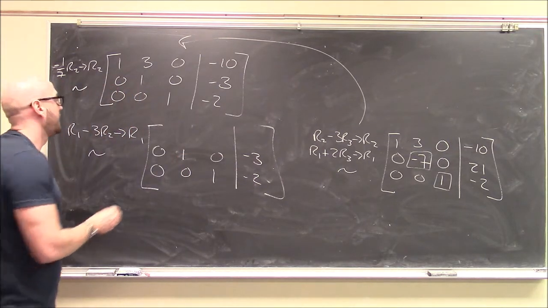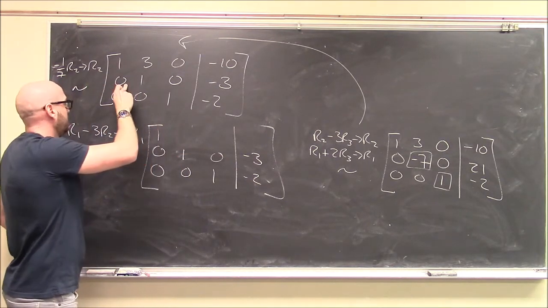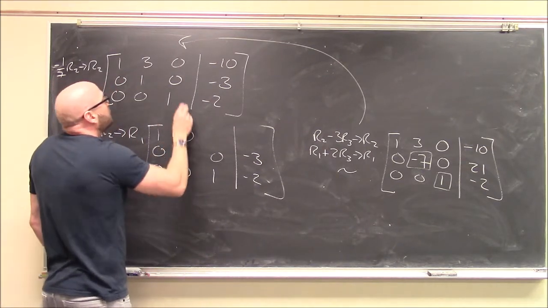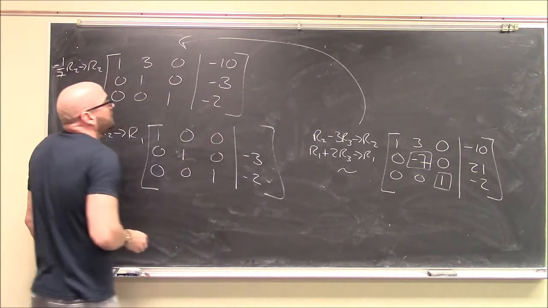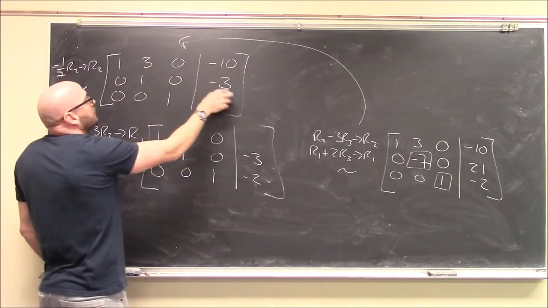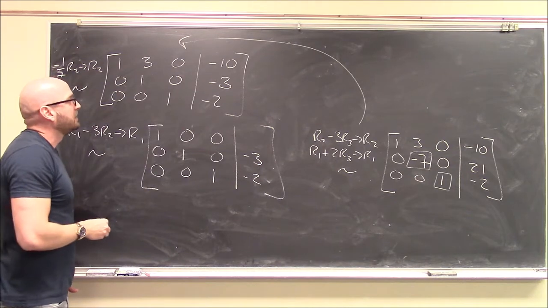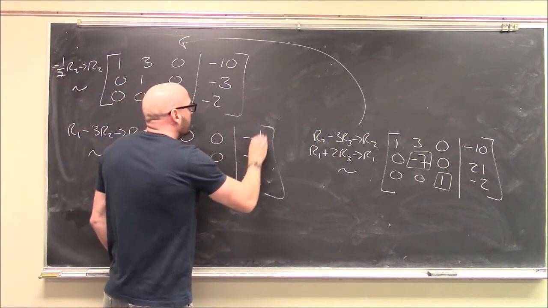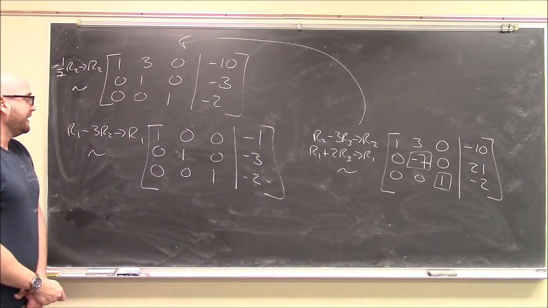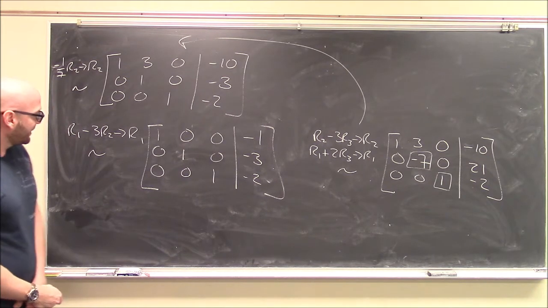And what do I have here? I've got 1 minus 3 times 0 is 1. 3 minus 3 times 1 is 0. 0 minus 3 times 0 is 0. And minus 10 minus 3 times minus 3 is minus 10 plus 9 is minus 1. There we go. This is done.